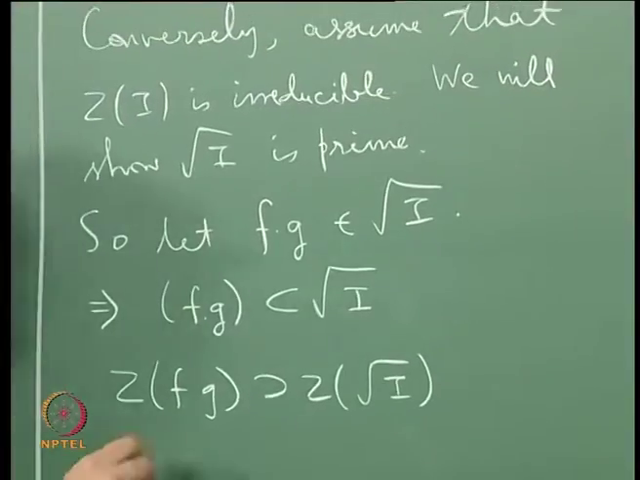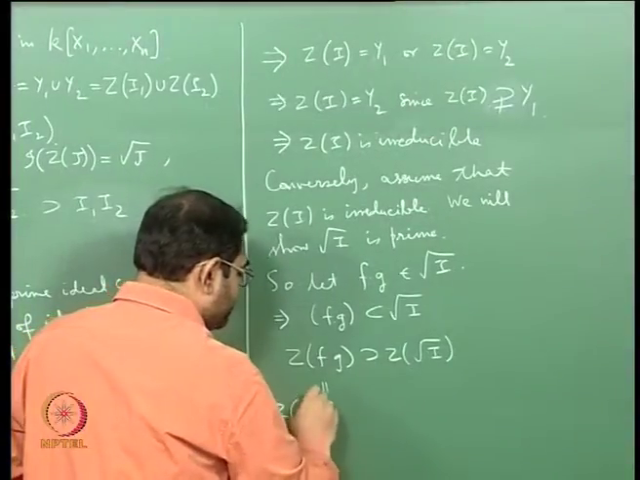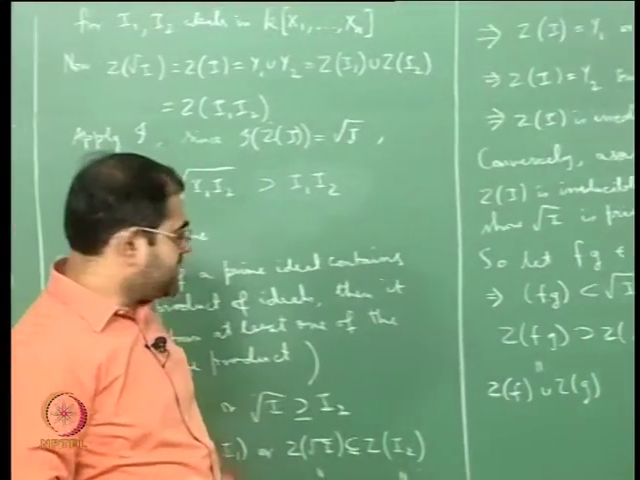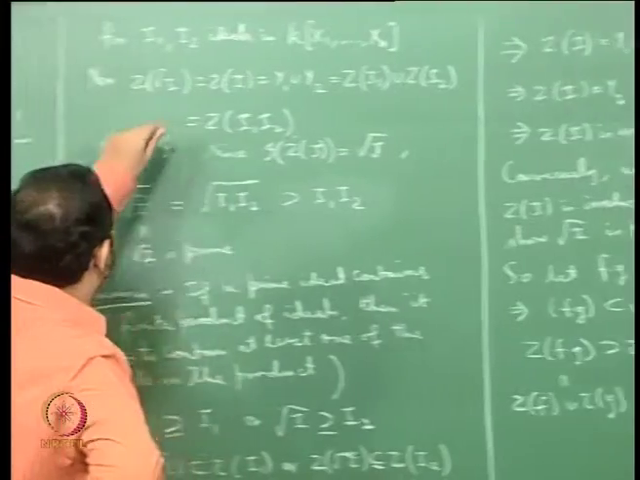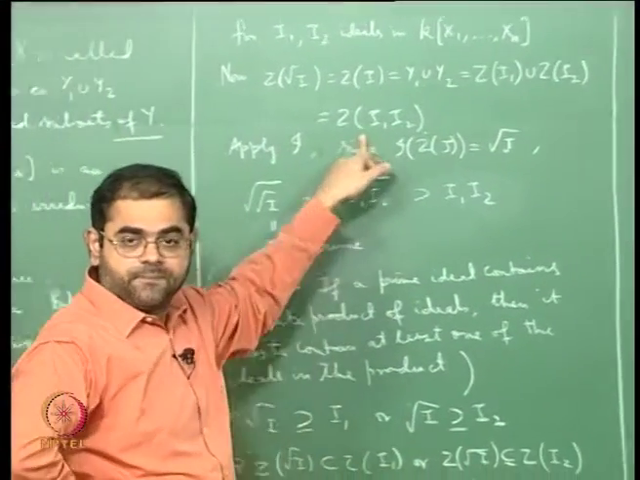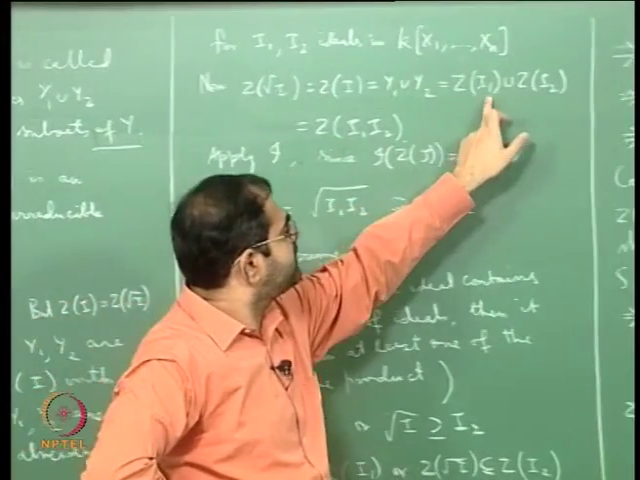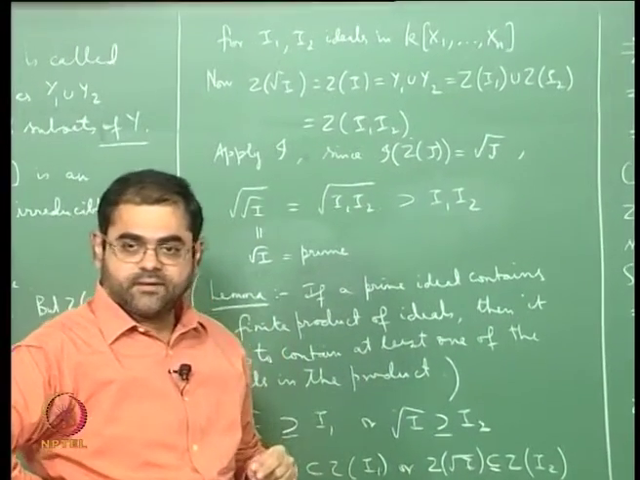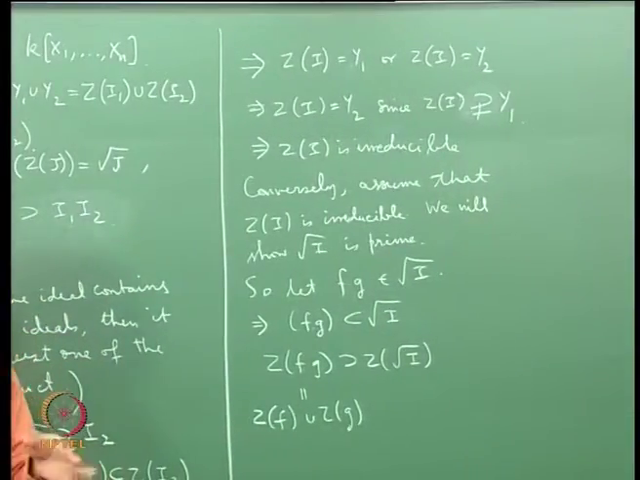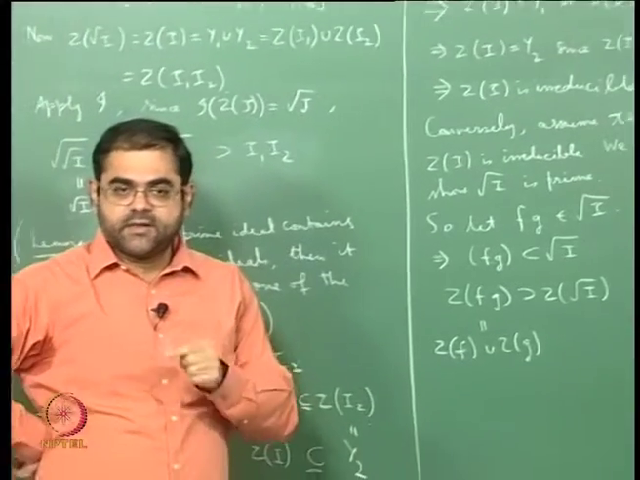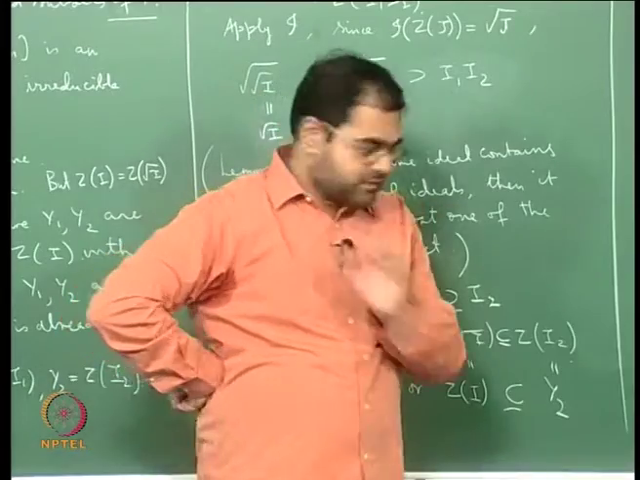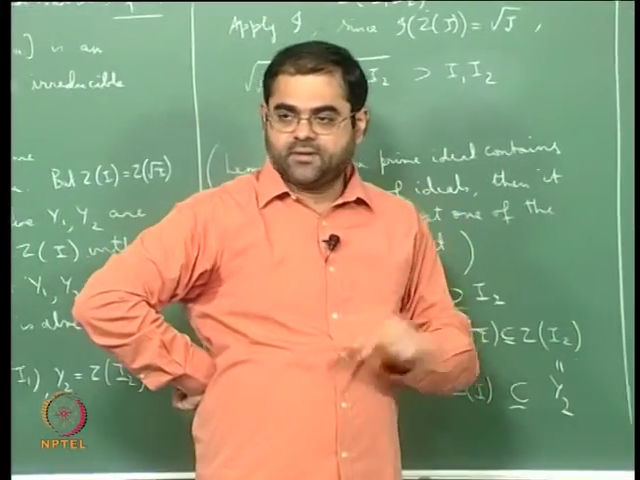But you know Z of fg is just Z of f union Z of g. This is exactly the same statement that Z of I1 union Z of I2 is Z of I1 I2. Of course, when I write Z of f for a single element f, by that I mean Z of the subset consisting of the single element f, which is also the same as Z of the ideal generated by f. They are all one and the same.